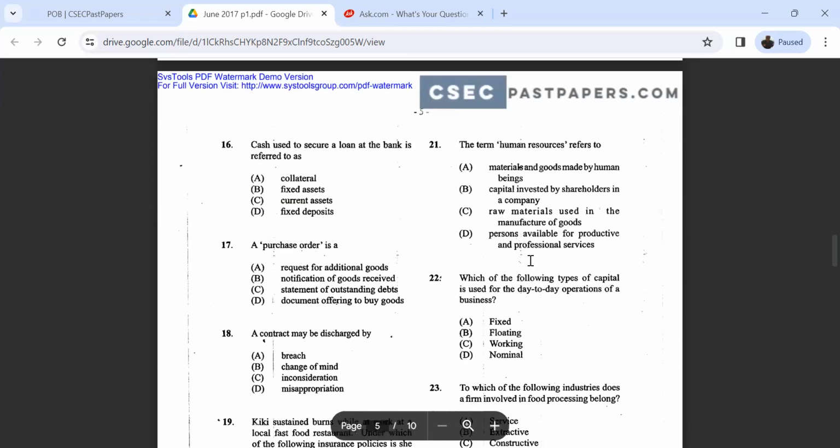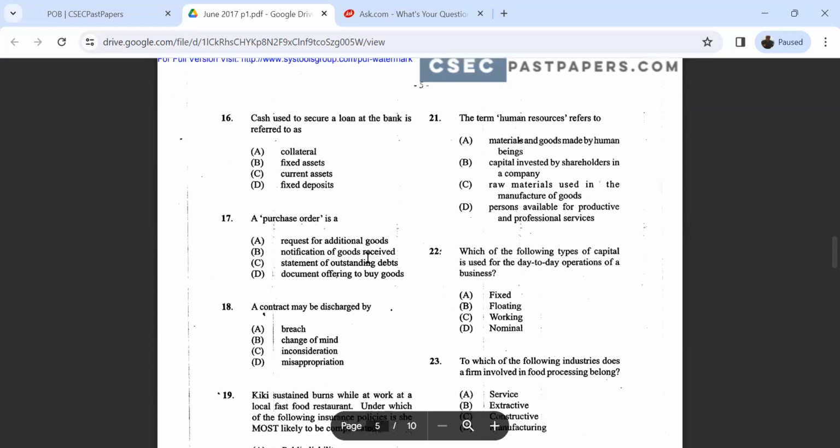Number 16, cash used to secure a loan at a bank is referred to as, we just had a whole session on this just now. What do we call it? Collateral. Collateral. Number 17, a purchase order is a... D. Correct. A document offering to buy goods.